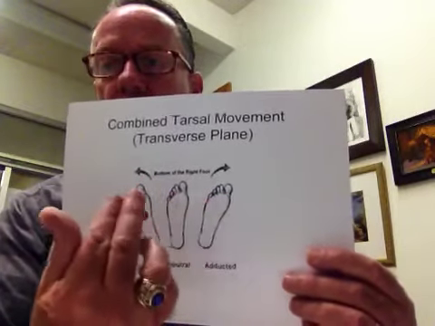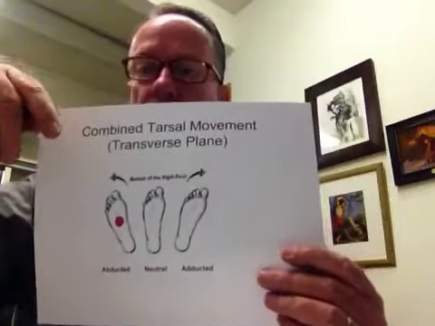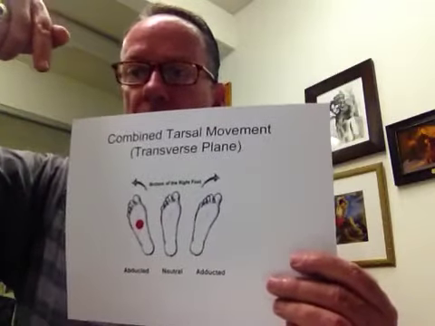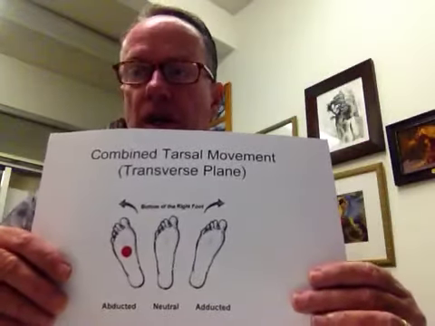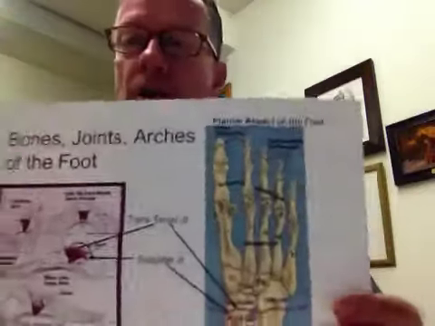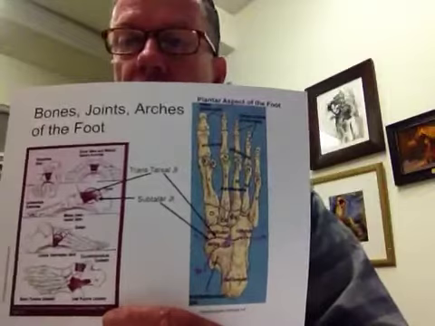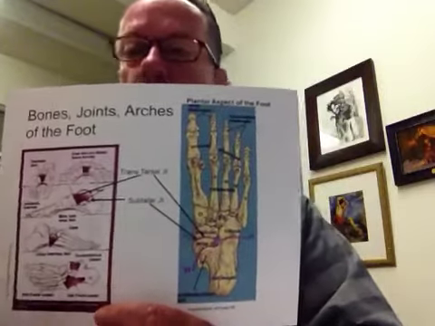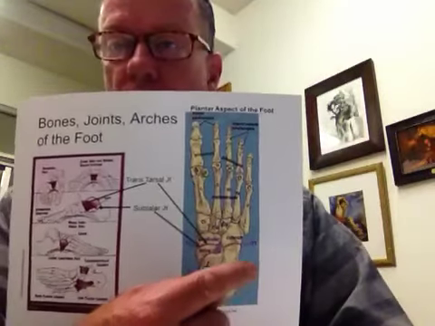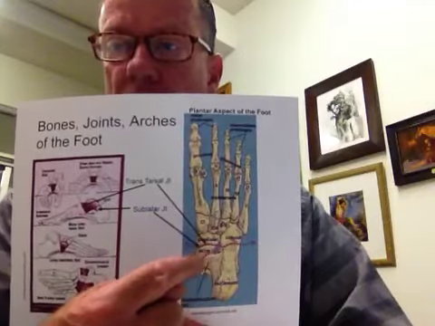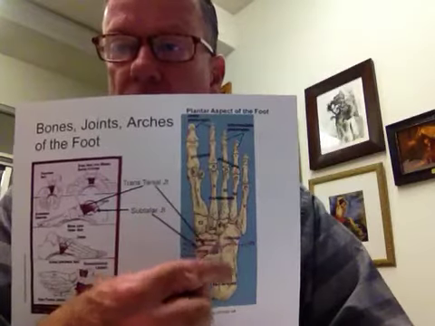So adduction, abduction in the transverse plane. If you drop a longitudinal axis right through the middle of rotation of this, that is a triplanar movement. And then it's way important for us to actually know the bones of the foot and ankle. What's represented here, this dashed line, represents the rear foot.